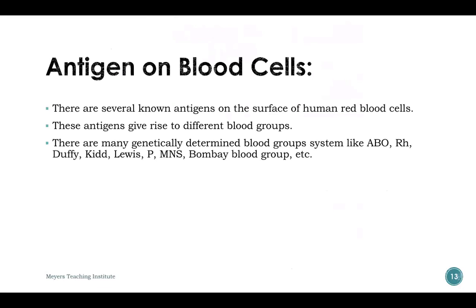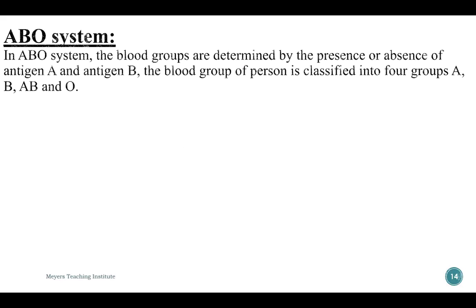The antigens on our blood cells. There are several known antigens on the surface of the human red blood cells. These antigens give rise to different groups, and there are many such genetically determined blood groups according to different mechanisms, like the ABO, RH, Duffy, Kidd, Lewis, P, MNS, then the Bombay blood group, etc. So let's talk first about the ABO system.